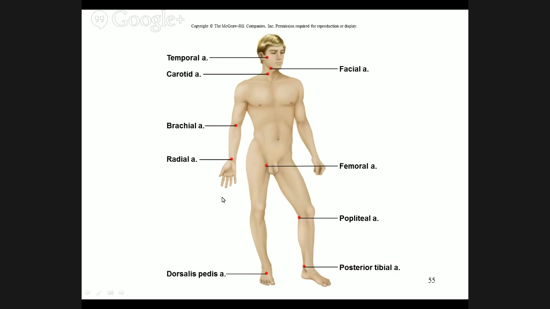This slide just shows some of the arteries, some of the more common arteries that you'll learn about. The temporal, the facial artery, carotid. The brachial artery, there's also a radial and an ulnar artery, and a femoral artery in the groin. Popliteal, down to the posterior tibial, and dorsalis pedis on top of the foot.